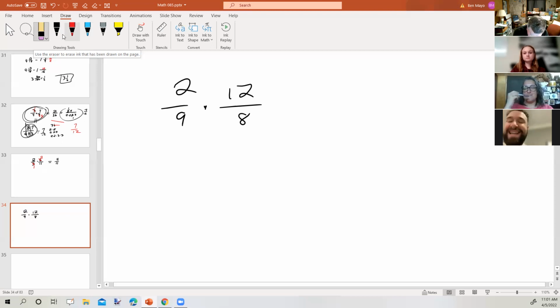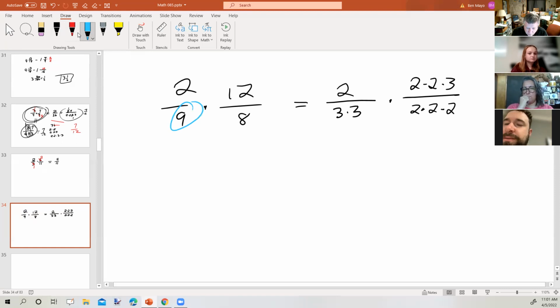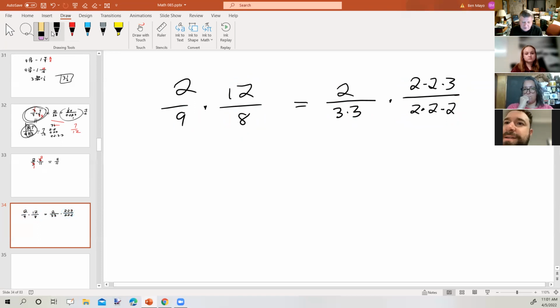Would you agree that this is equal to 2 over 3 times 3 times 2 times 2 times 3 over 2 times 2 times 2? Now, before you say yes or no, what did I just do? I took 9 and broke it down into its prime factors. I took 12 and broke it down into its prime factors. I took 8 and broke it down into its prime factors. So would you agree that what I started with on the left side of the equal sign is equivalent to what I started with on the right side of the equal sign? Yes. Agree with that? Okay. Yeah, I can see it now.